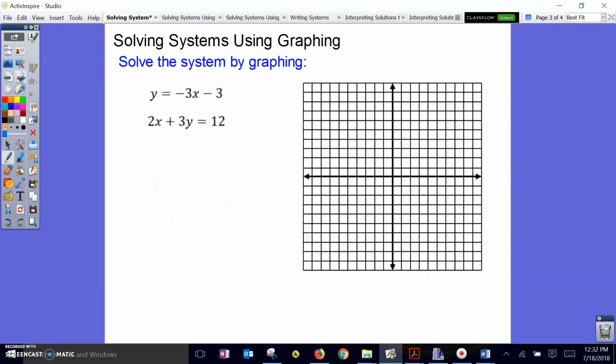Alright, let's look at the next example. In this example, we have one equation in slope-intercept form and one that's not in slope-intercept form. So we're going to have a little bit more work here. Like I said, there's no problem with us doing it.